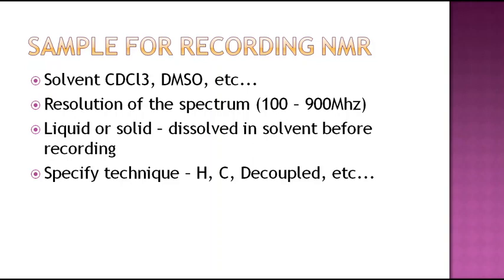Right, then the last part is how will you record NMR spectra. Usually I give this information. For recording NMR spectra, you have to mention the solvent, because the solvent plays an important role. Usually the solvents are CDCl3, heavy water, and DMSO. There are some other solvents used for compounds too. Usually CDCl3 is mostly used. If your compound is not soluble in CDCl3, then you have to dissolve it in DMSO to record an NMR spectrum.